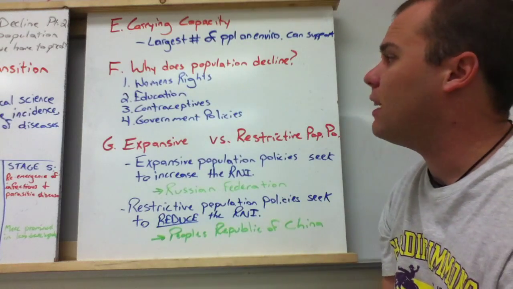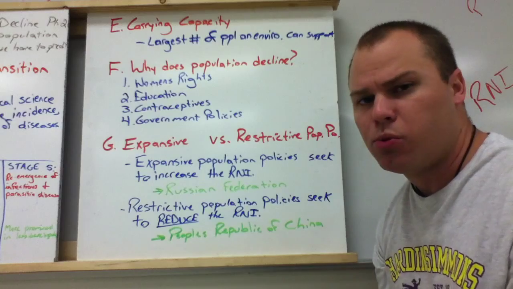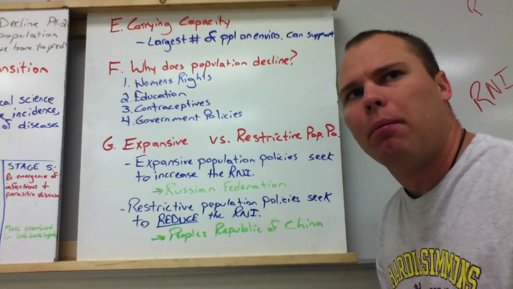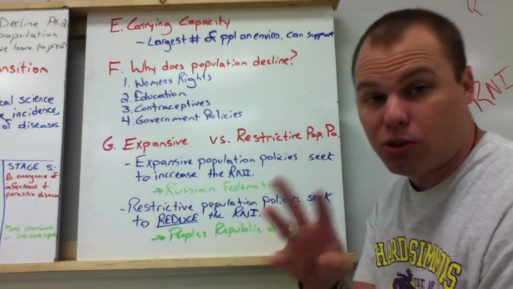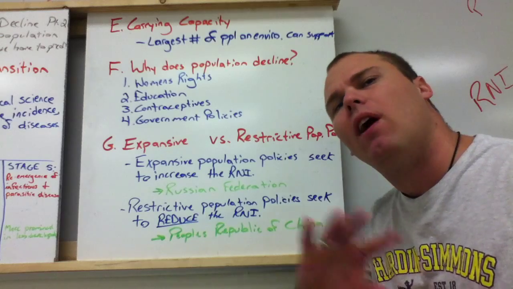The next section says, why does population decline? I kind of skipped over this, but these were some questions that we had in class. People were wondering, well, why would the population decline? There's a couple of things, meaning four here. One is women's rights. Women's rights have been improving all over the world.